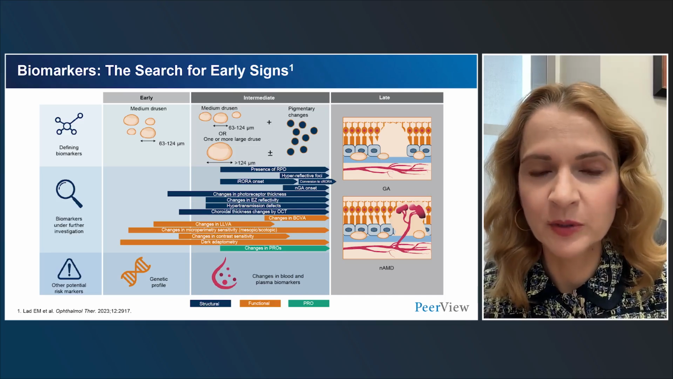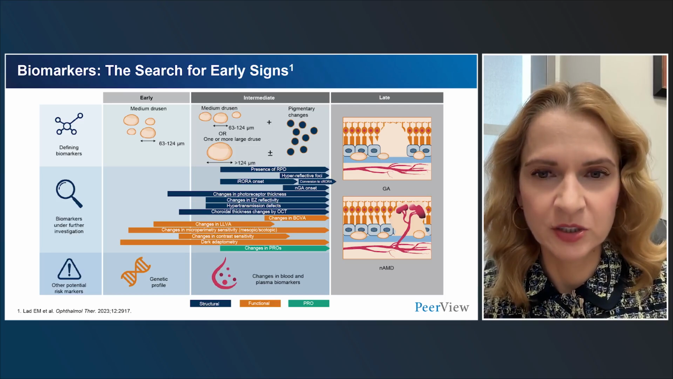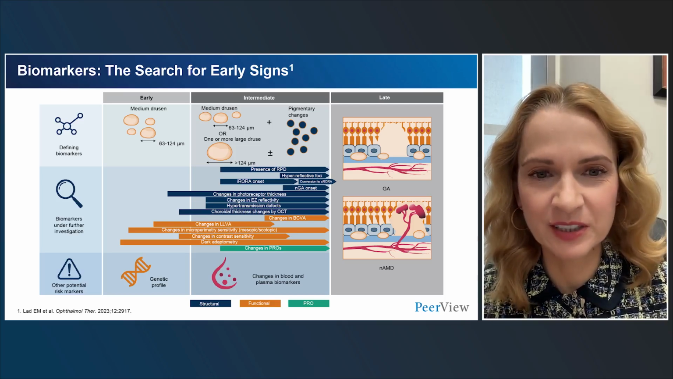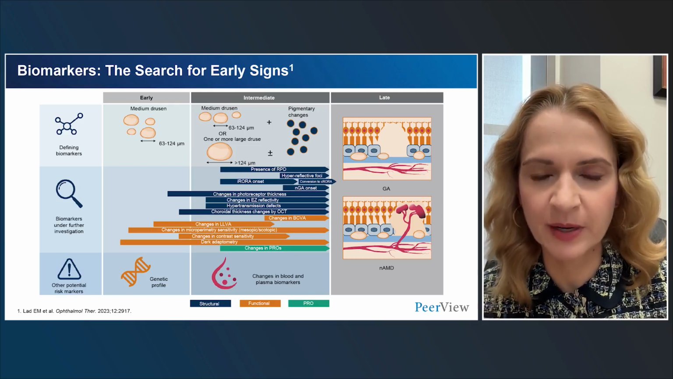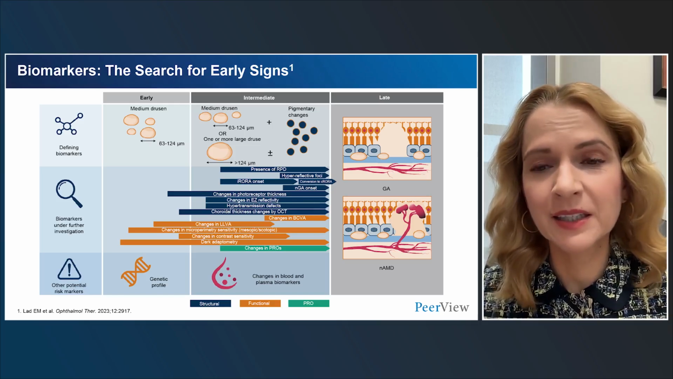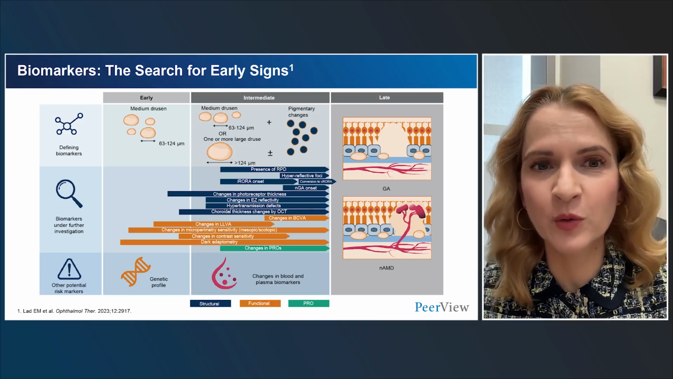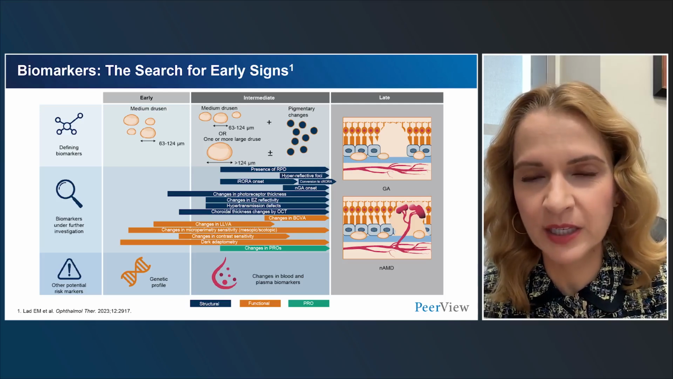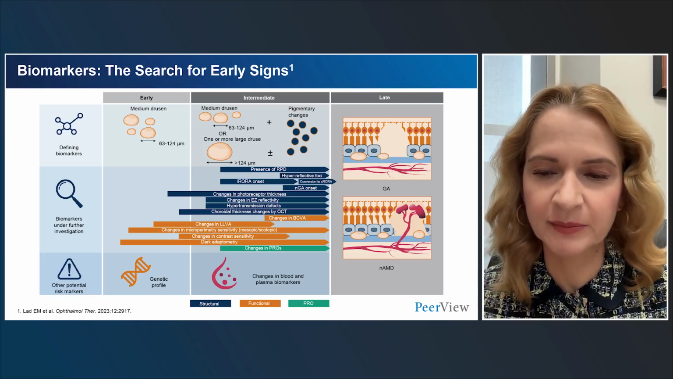Patient-reported outcomes can also be a useful way to gauge the patient experience and quantify it. Other potential risk markers of disease progression are genetic profiling and changes in blood and plasma biomarkers. In the late disease, I went over the multimodal approach to GA, and we also have a variety of imaging modalities to diagnose neovascular AMD.